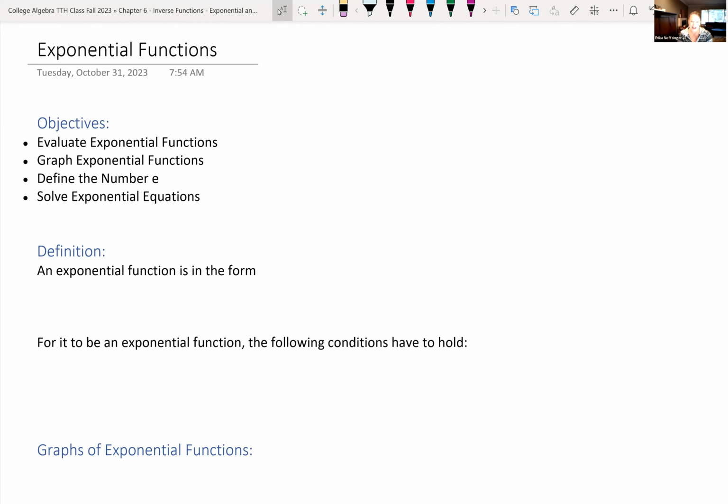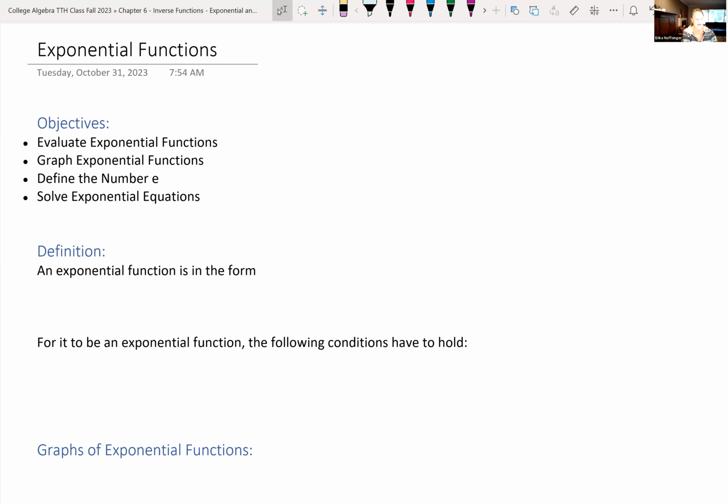We are looking at exponential functions now. The objectives are in front of us. So hopefully after today, you'll be able to evaluate exponential functions. You'll be able to graph exponential functions. We'll look at the definition of the number e, and we'll be solving exponential equations.